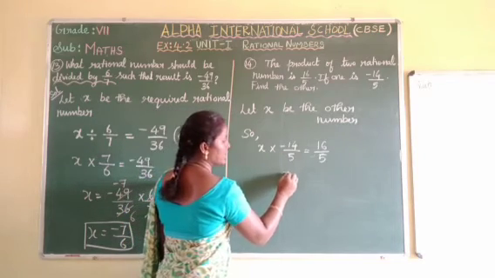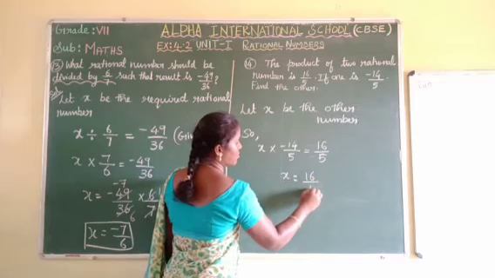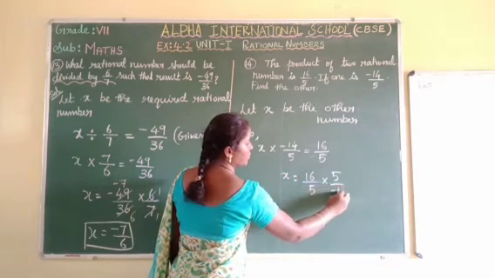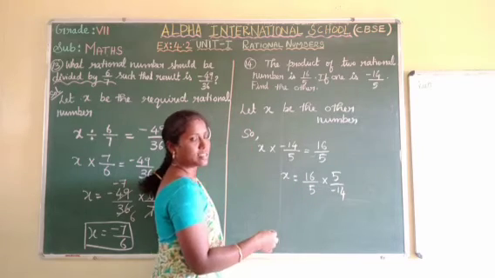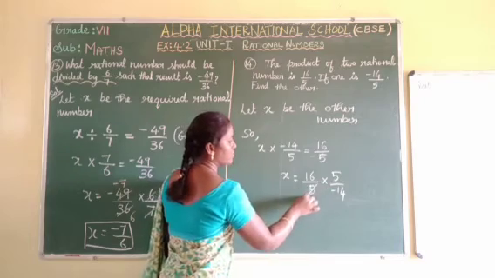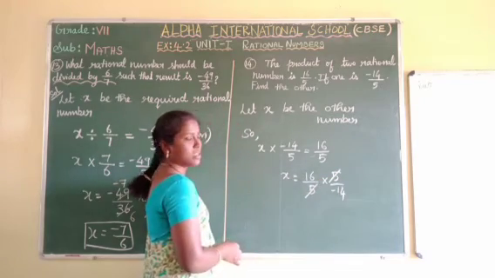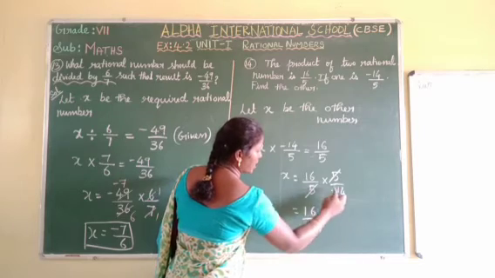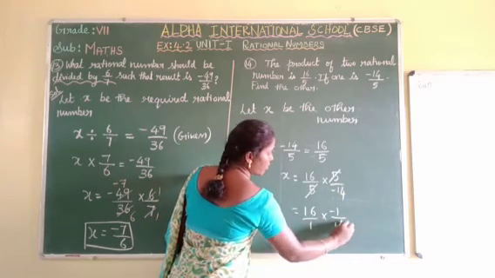How to find x? x is equal to 16 by 5, and the other factor goes as its reciprocal, so 5 by minus 14. We will change to the standard form in the next step. First simplify. Anything to simplify here? Yes, 5 and 5 will get cancelled. And we have 16 by 1, and the minus goes to the numerator. So minus 1 by 14.